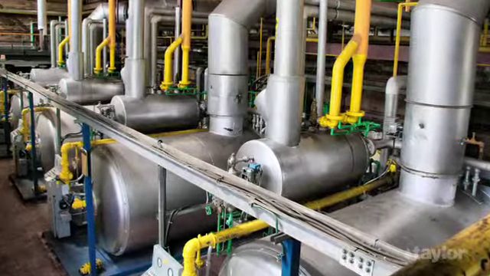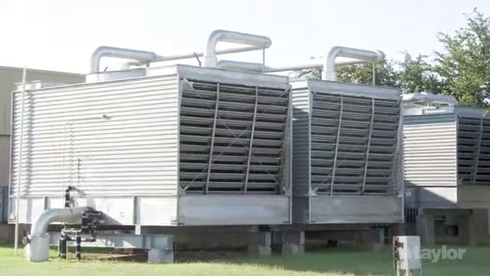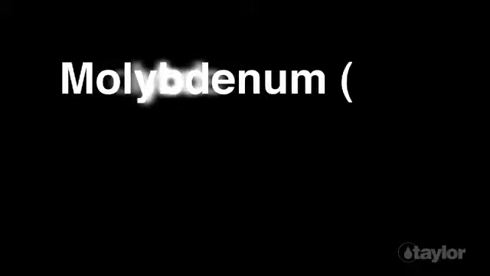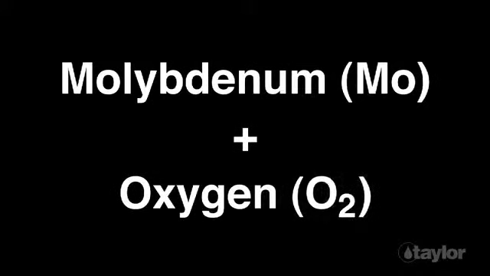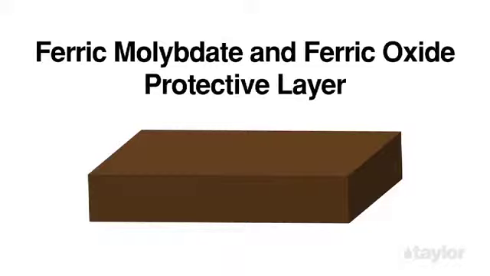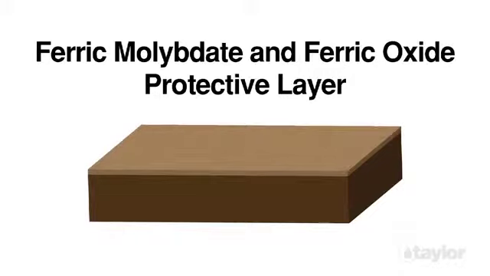Molybdenum-based products are used in boiler and cooling towers to inhibit corrosion. In these aqueous systems, the molybdenum combines with oxygen to form molybdate. The molybdate is then absorbed onto the porous metal oxide surfaces where it reacts with the iron. This reaction produces an insoluble film of iron molybdate that protects the metal from other ions that induce corrosion.